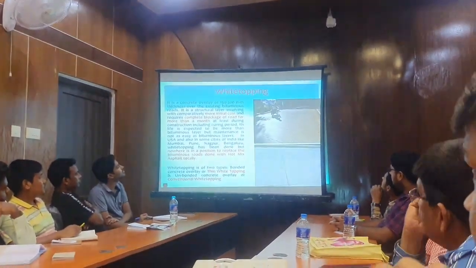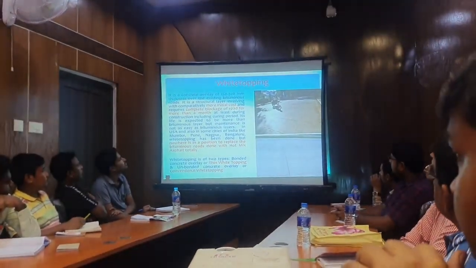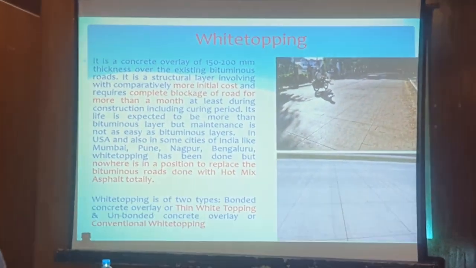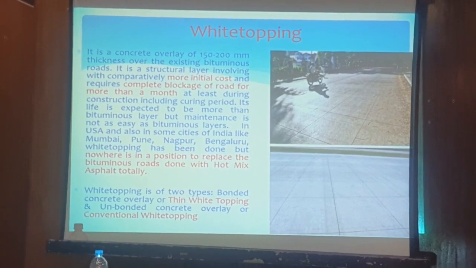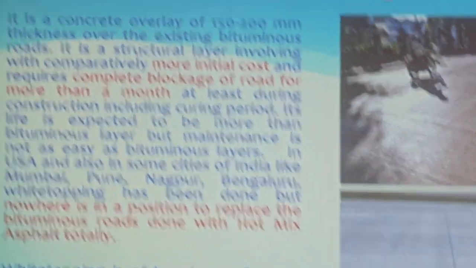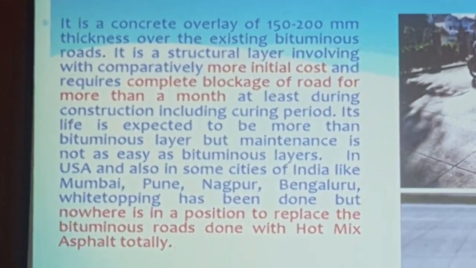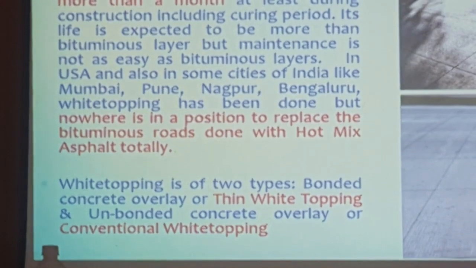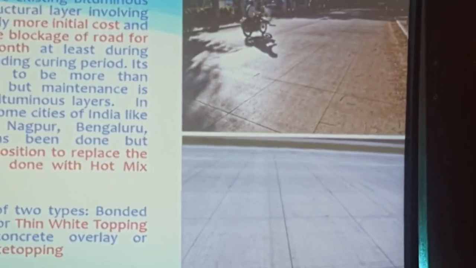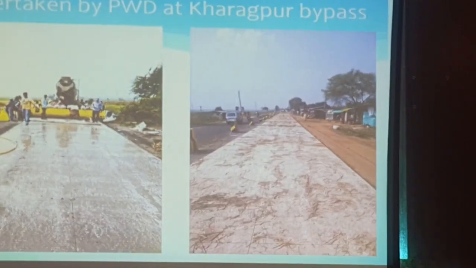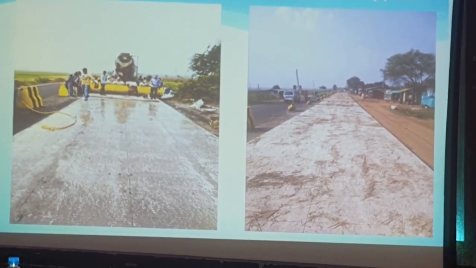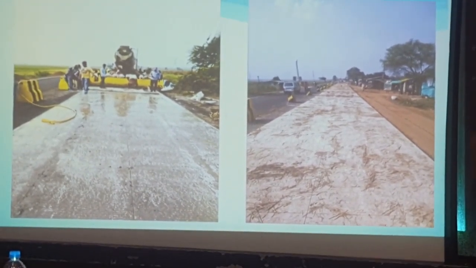So I'll talk about some other composite pavements. Other than the two very conventional types of pavement, rigid pavement and flexible pavement, this one is called composite pavement. This one is white topping: bituminous base at the bottom, with a concrete overlay over that. This is the picture of a white topped road in Nagpur. And this is also a pilot project of white topping done on the Kharagpur bypass by our own department.